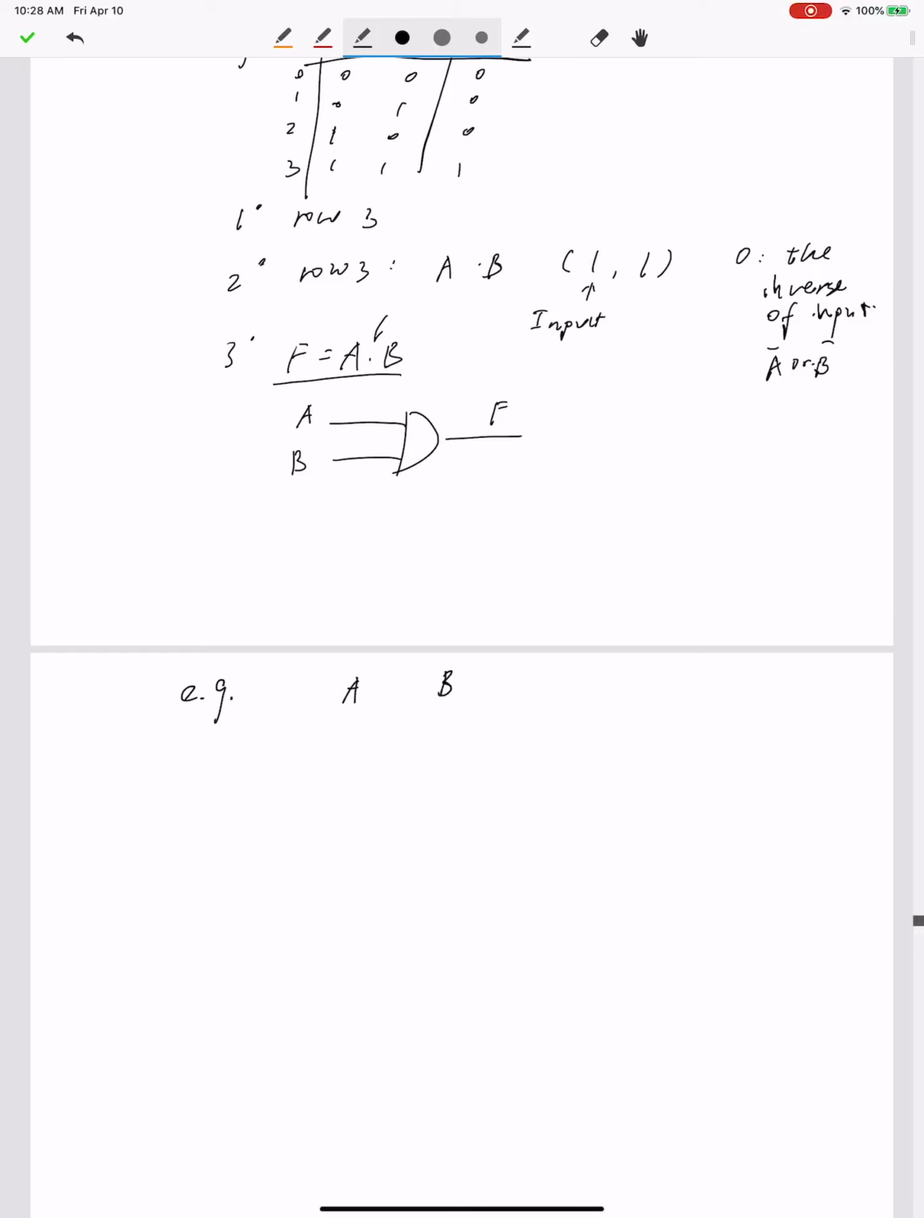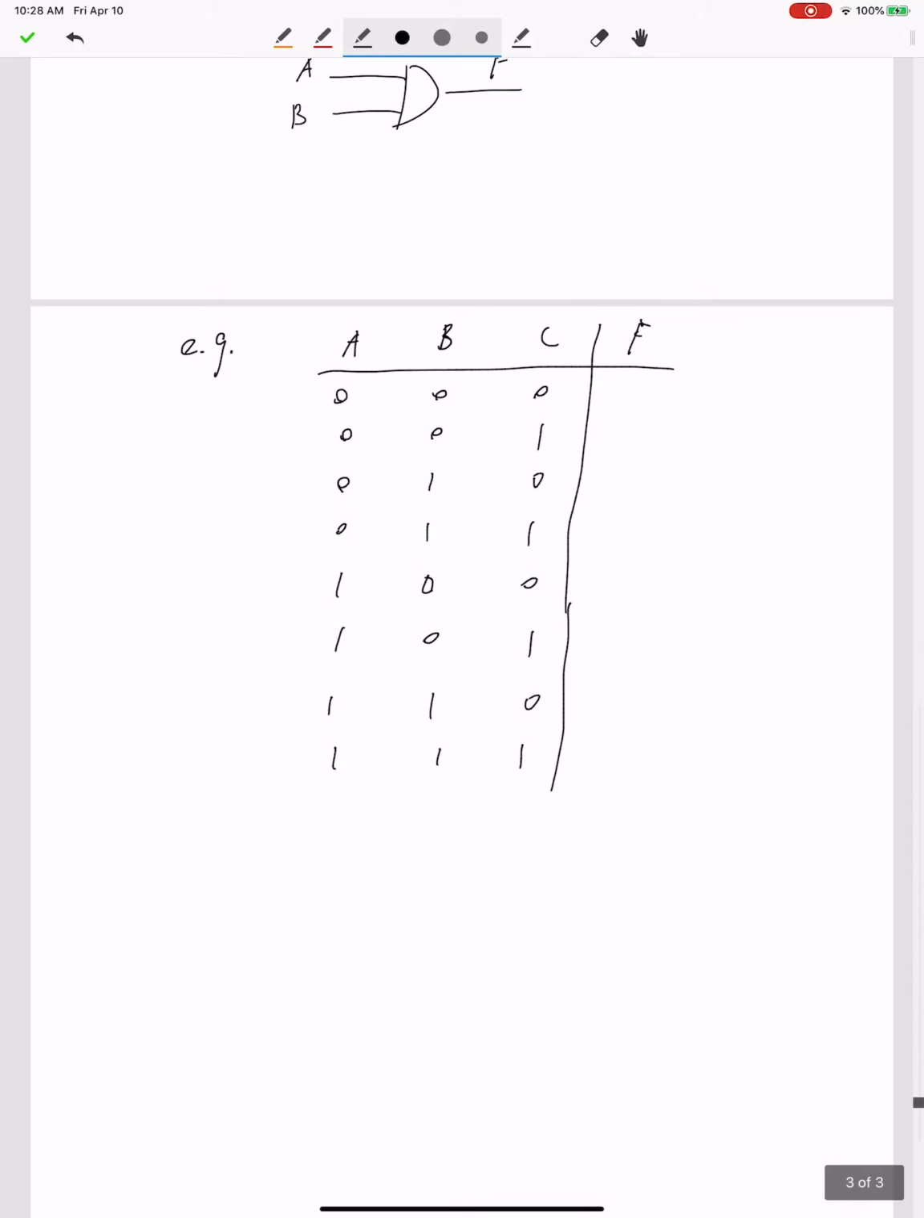For instance, if we have 3 different inputs A, B, C, and a single output F, for 3 inputs, the truth table will have 8 rows, because we have 8 different input combinations, right? Starting from 0,0,0 to 0,0,1, 0,1,0, 0,1,1, 1,0,0, 1,0,1, 1,1,0, and the last one, 1,1,1, right?